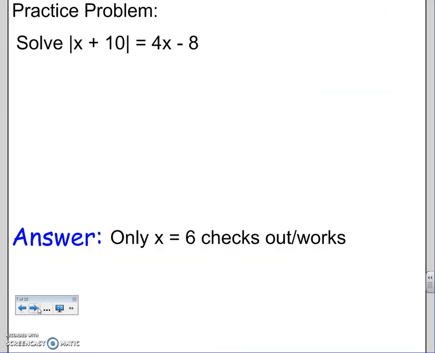Here's the practice problem. See me do it. The answer is just 6. The one will work out, the other one will not. But if you can do that, you should be fine for class.